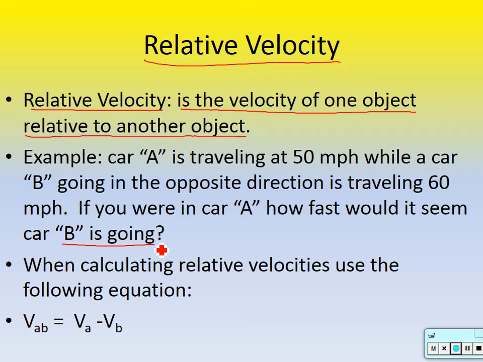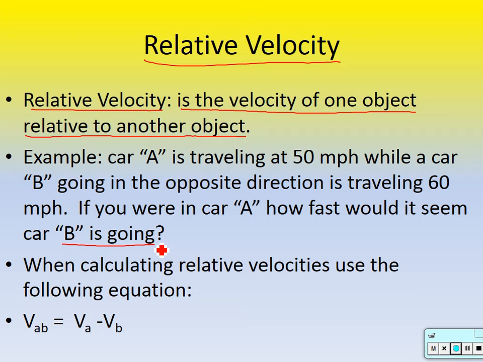You're going 50, one direction. The other car is going 60 miles per hour toward you. How fast would it seem like car B is going? 90? Think about it. We're going to come back to it. Not 90, 110. Okay, we've got an easy way to figure that out.